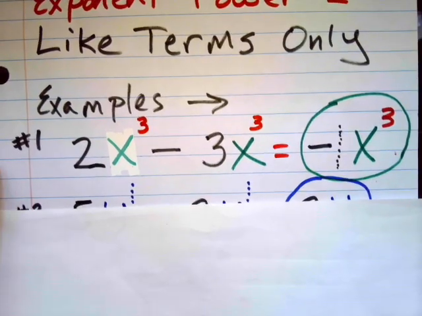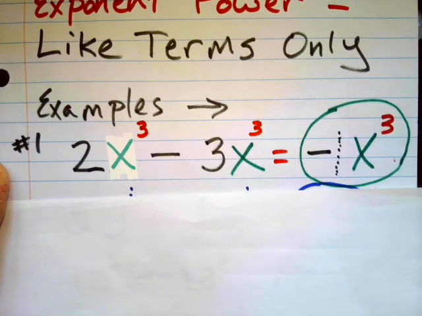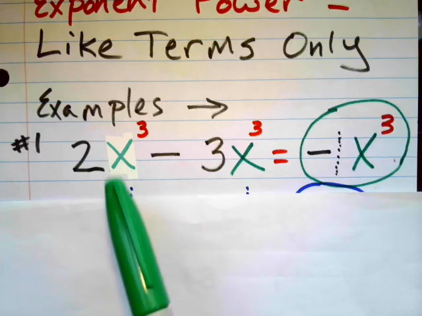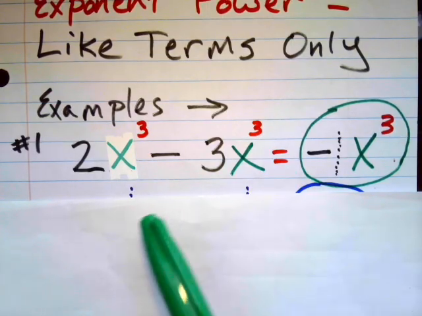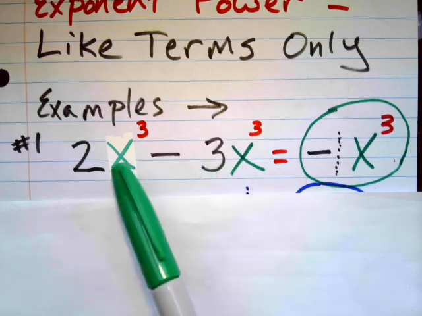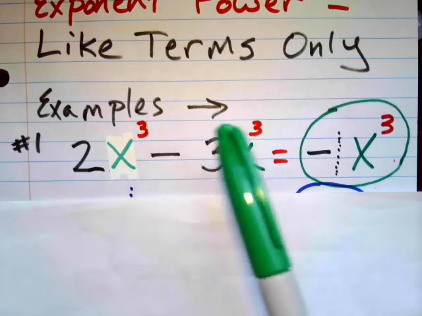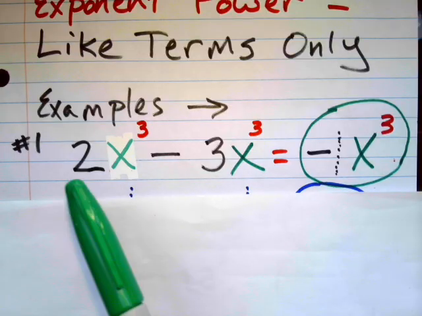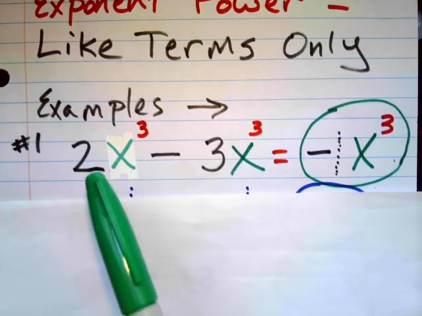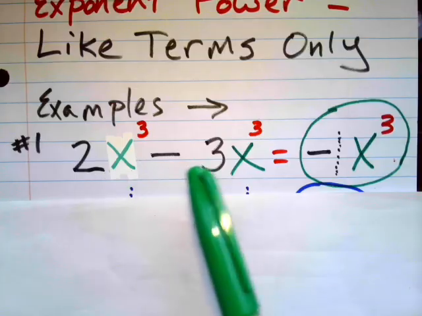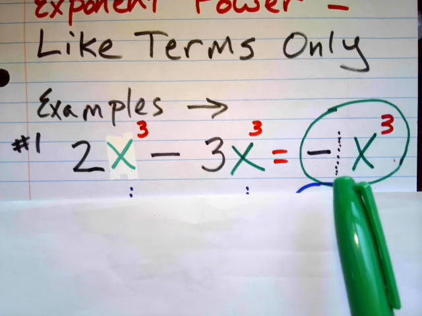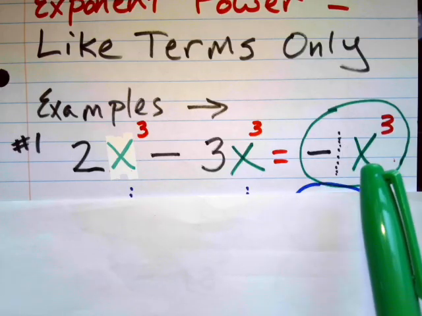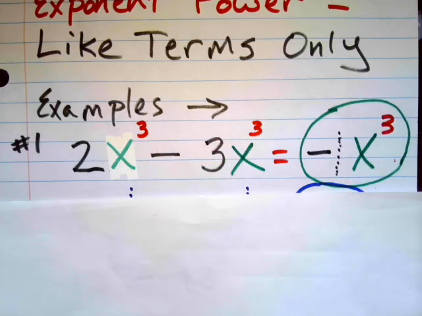Here we go. Example number 1. We have 2x to the third power minus 3x to the third power. We have the same base, x and x. We have the power of 3. These are like terms. I don't need to show any invisible ones here because I'm assigned a 2 and a 3. Hey, what's 2 minus 3? Negative 1. There's an invisible 1, so this is a negative 1, x. And then the powers stay the same, x to the power of 3.